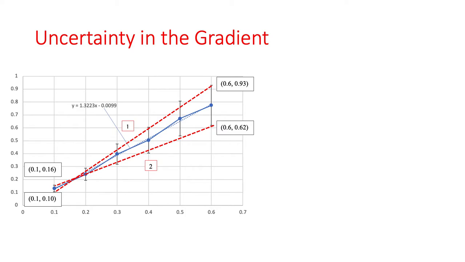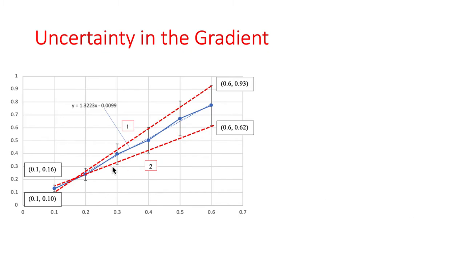So we're going to talk very, very quickly about how we would calculate the uncertainty in the gradient when we're dealing with a linear data set. Now, I've shown you an example data set here where I've got a fairly linear relationship. However, you can see some error bars which are growing as my x value increases.